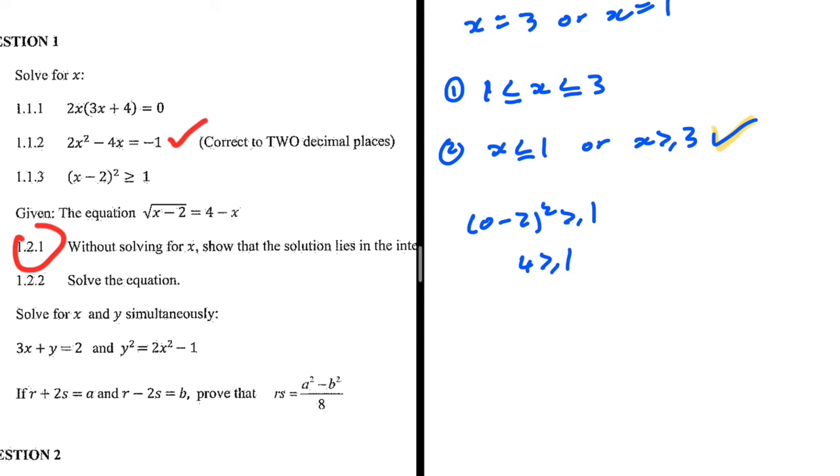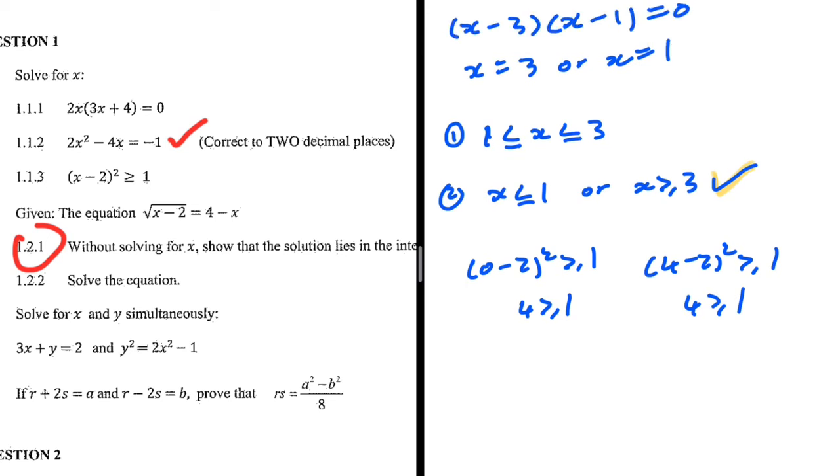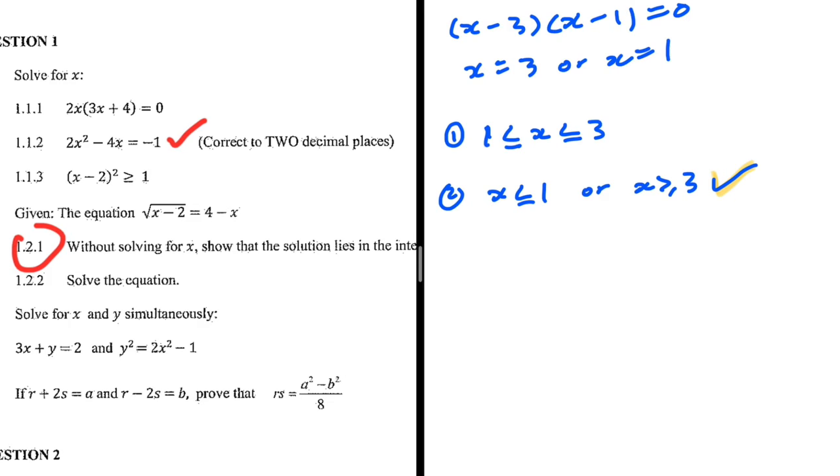And then now let's take a number greater than 3. Let's take 4. If we take 4, we get 4 minus 2 squared being greater or equals to 1. Obviously, this is going to be 4 greater or equals to 1. Again, our inequality is satisfied. So we know that x is less than or equal to 1 or x is greater or equals to 3. And there we go. We have our answer to 1.1.3.